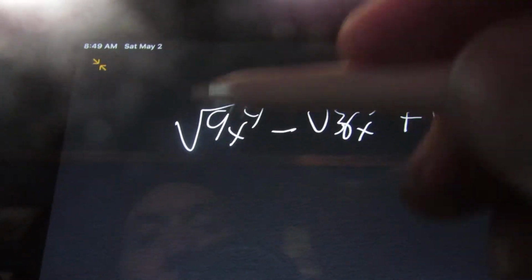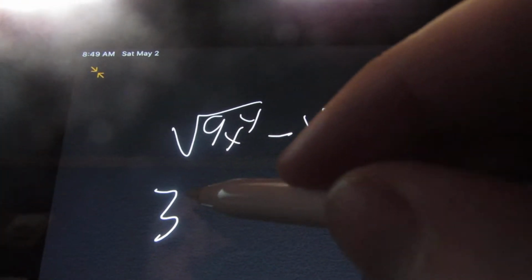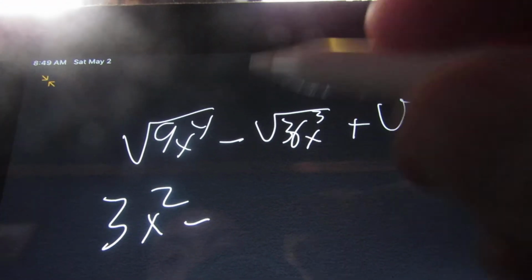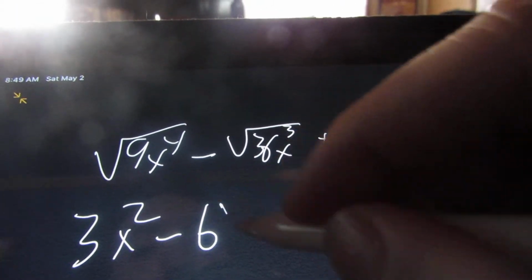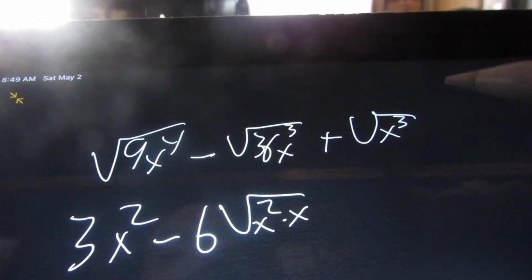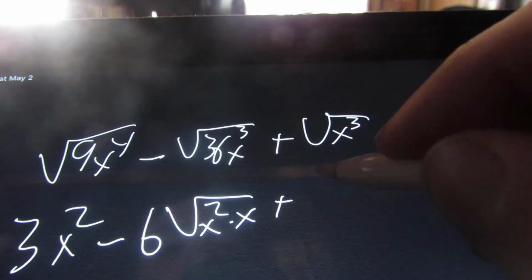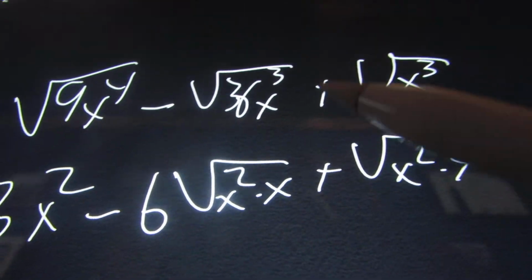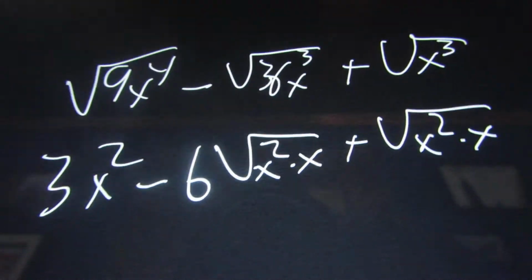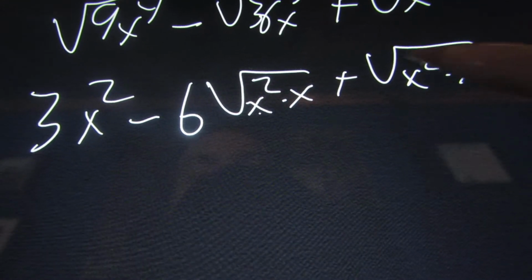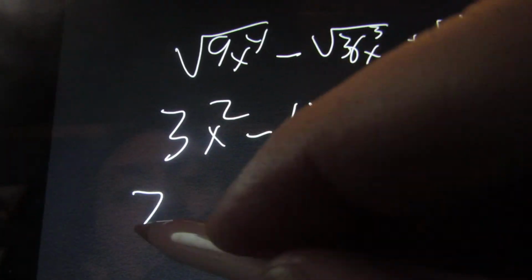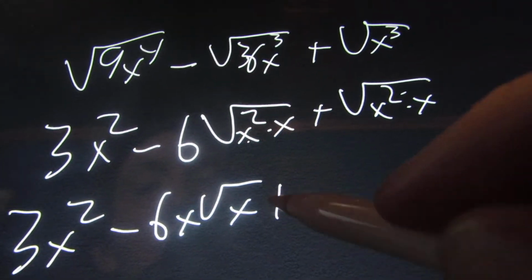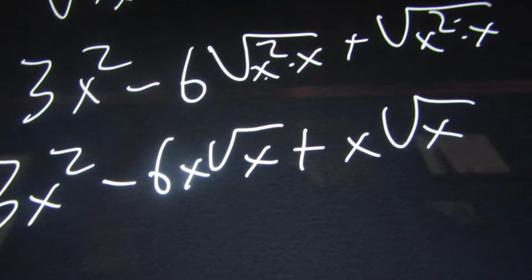So the square root of 9 is 3, and square root of x to the 4 is x squared. And we have minus, we can take the square root of 36, which is 6, and I'm going to be left with x squared, square root of x squared times x, and then plus square root of x squared times x. Because remember, I'm subtracting 1 from the 3, and I'm also going to have the x. So now I'm going to take the square root of the x squareds. So I'm going to have 3x squared minus 6x square root of x plus x square root of x.